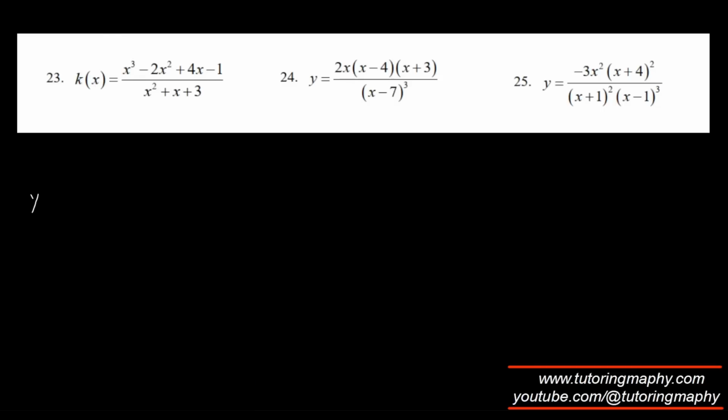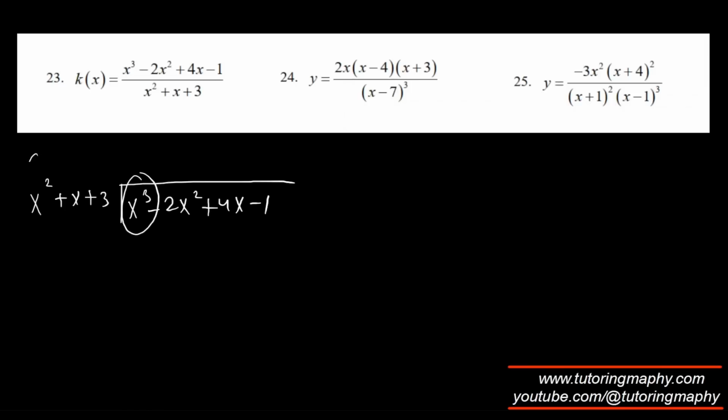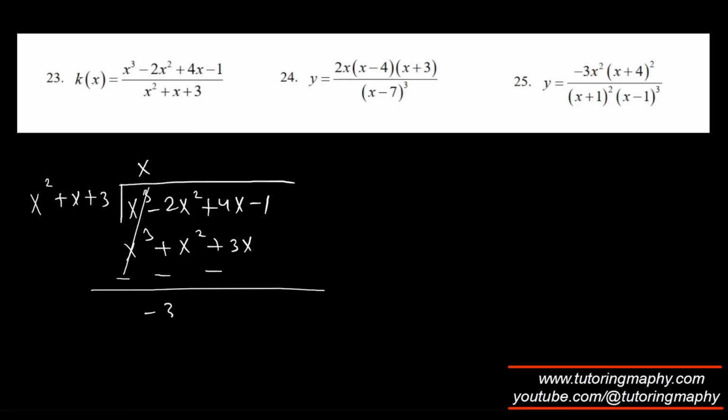So I'm going to say that x squared plus x plus 3 divides x cubed minus 2x squared plus 4x minus 1. So x cubed divided by x squared is just x. So this will be x cubed plus x squared plus 3x, minus. This is gone. This will become negative 3x squared. 4 minus 3 is just 1. So x, and negative 1 is dropped down. Negative 3x squared divided by x squared is just negative 3. And again, I don't really care what happens here. The answer is y equal to x minus 3. That is the slant asymptote.